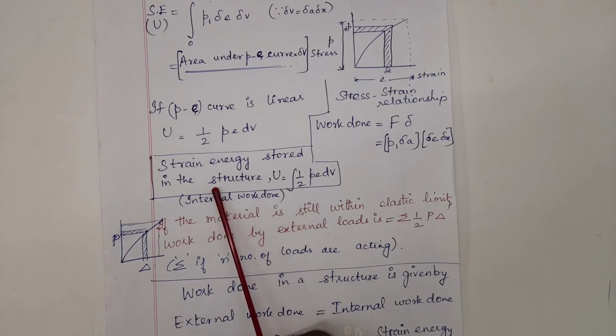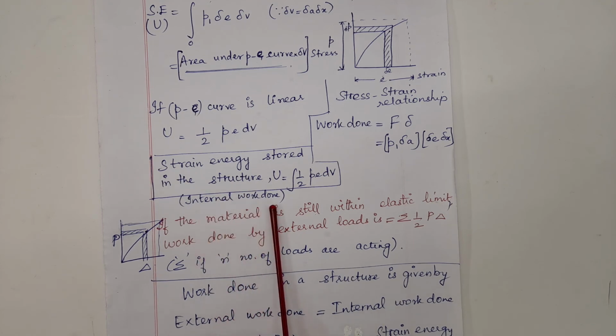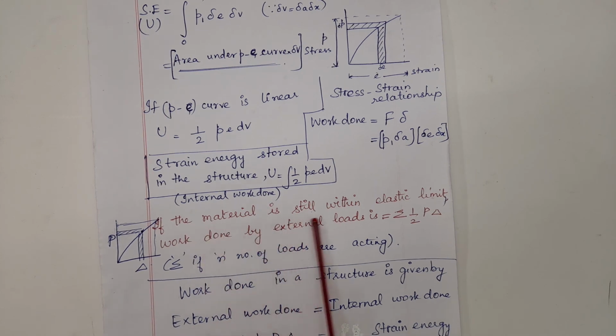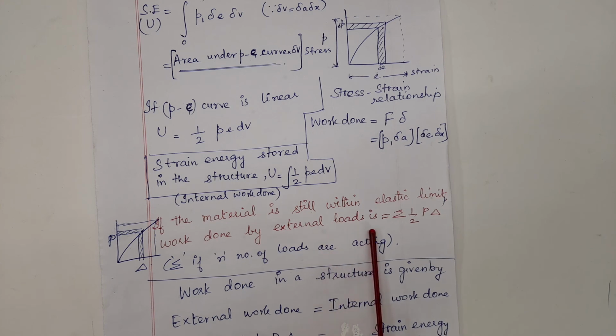This strain energy which is stored in the system is taken as internal work done, that is due to the straining of the material. If the material is still within the elastic limit, work done by the external load is taken as the summation of 1 by 2 P delta. Capital P denotes load.